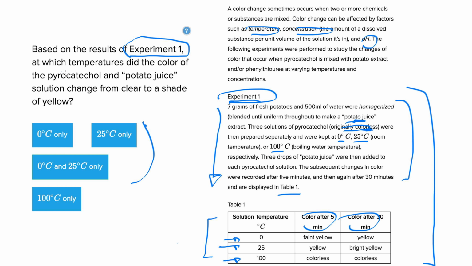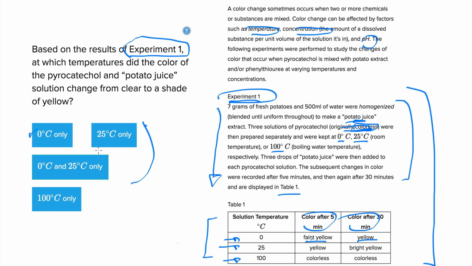Alright, all that to say here. So how would we solve this? At which temperatures does the color of the procatechol and potato juice solution change from clear to a shade of yellow? 0 degrees only. Well, at 0 degrees, we know that they all started out colorless. After 5 minutes, we've got faint yellow, and after 30 minutes, just yellow. So that makes sense. 0 degrees looks like the right answer.